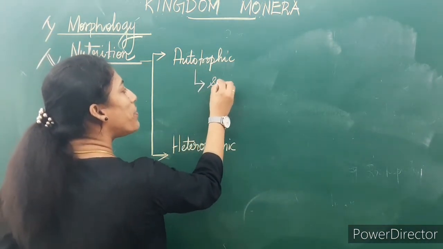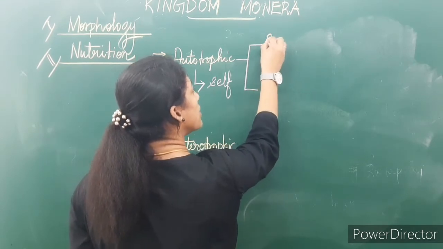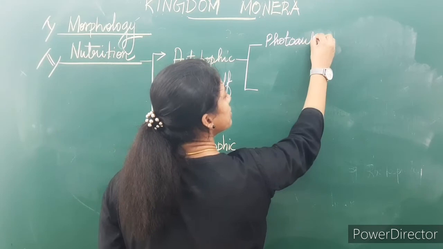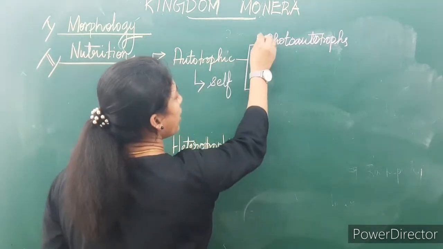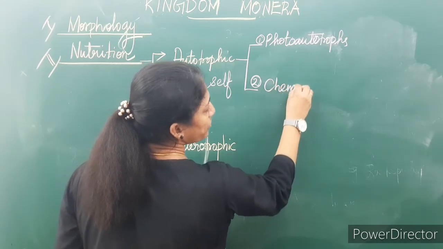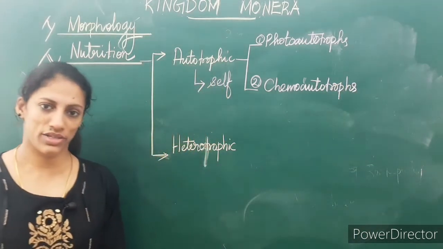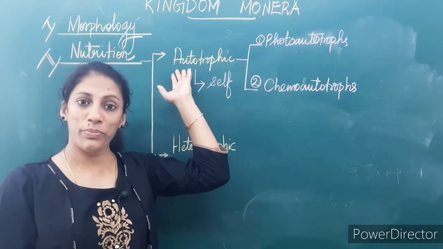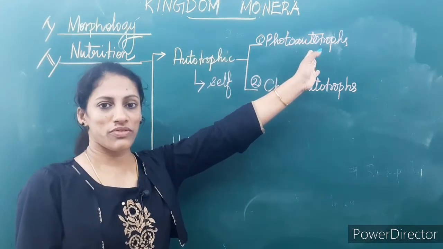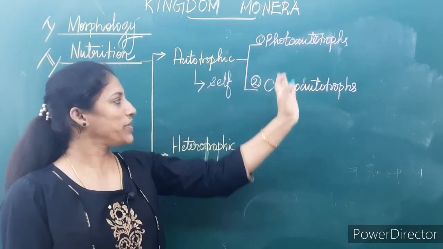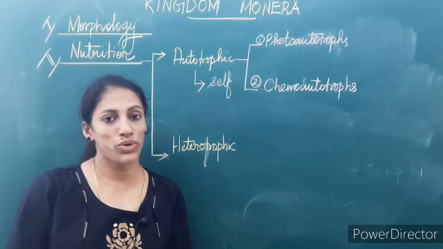Autotrophic bacteria can prepare their food by themselves. Mainly two types are there. Photoautotrophic means which prepare food using sunlight. The second type are chemoautotrophs, which prepare food by deriving energy from chemical reactions, not from sunlight. So autotrophs prepare their food by themselves; they are nutritionally independent. Photoautotrophs use sunlight, solar energy, whereas chemoautotrophs use energy from chemical reactions taking place in the cells.